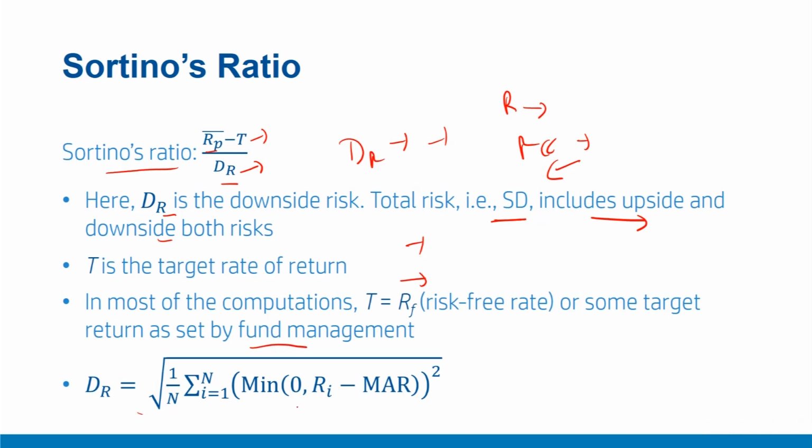The DR formula is interesting. It is the standard deviation, but here, if the return is lower than some kind of minimum acceptable rate, MAR, only then it is considered. So only those return instances where returns are lower than MAR are considered for computation of this standard deviation. While RI is greater than MAR, the observations are taken as 0. So while computing this measure of risk DR, we take all those observations where RI is greater than the acceptable rate as 0, and only those instances where it is less than MAR are considered.